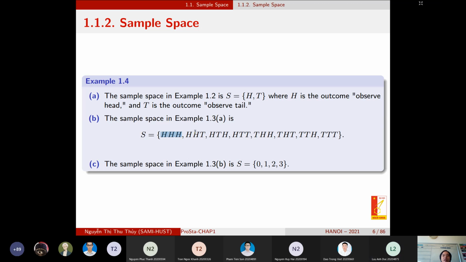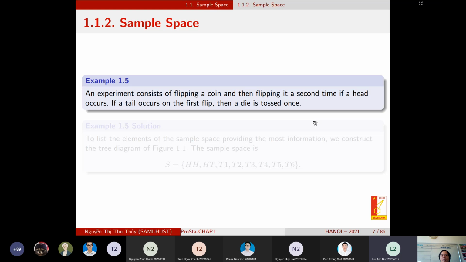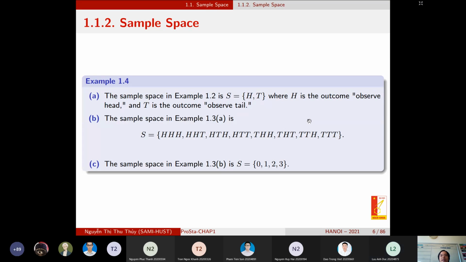So how many cases, I mean how many possible outcomes here? Anyone who can count it? 8. Why do we have 8 outcomes here? We have two kinds of outcome, H and T, and we have 3 times of experiment, so we will have 2 power 3. In fact, that's the technique of counting. We will consider that after. So you know already about that technique.